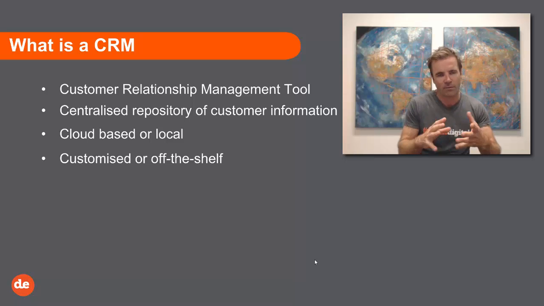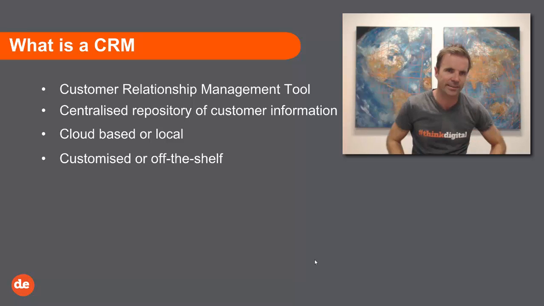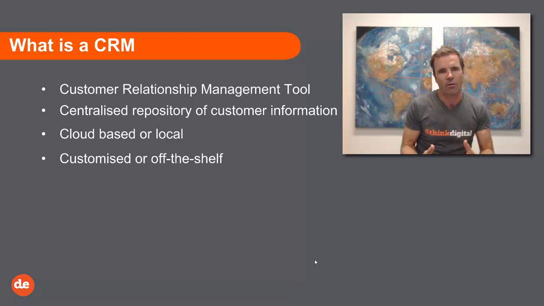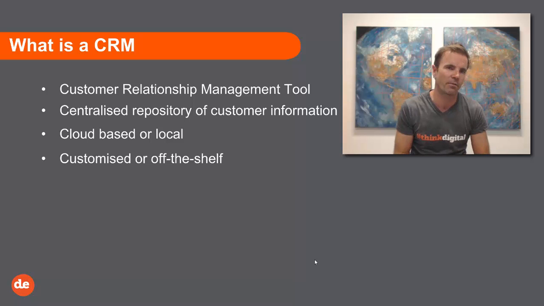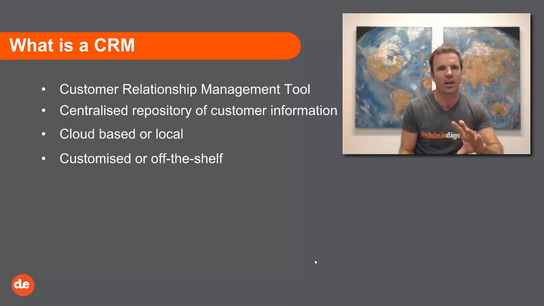They might have a bit of a framework initially to start with, but then they'll customize the CRM to suit your purposes. But you can also get off-the-shelf CRM. So Business Catalyst is an off-the-shelf CRM. It's kind of already half-built and it's ready for you to use. You can customize it a little bit, but not necessarily. It's kind of like, this is what it is and this is what it can do.